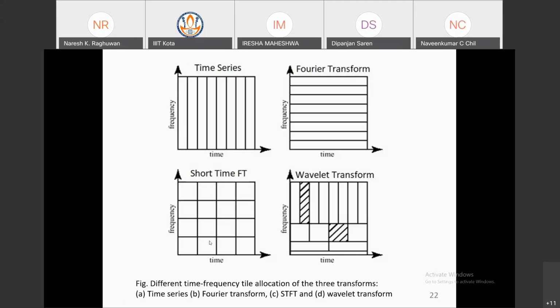Okay, so this shows the different types of tile allocations, that is, what the result looks like in the time domain, in the frequency domain, in the short-time Fourier transform, or in the wavelet transform. In a simple time domain signal there is a particular time and whatever frequency is there. In the Fourier transform, you will see different frequencies.